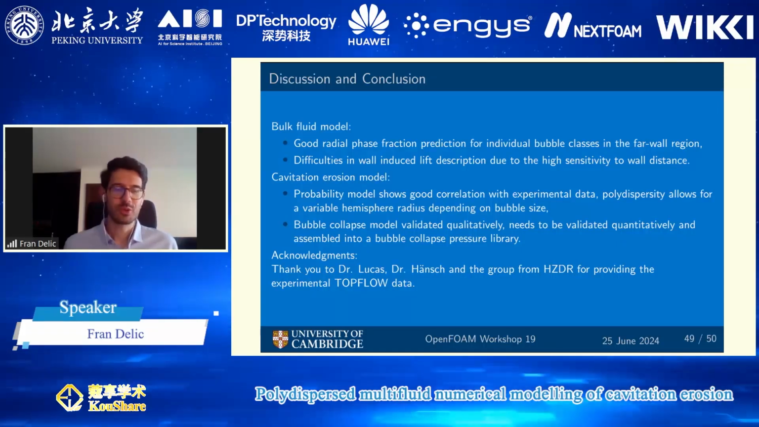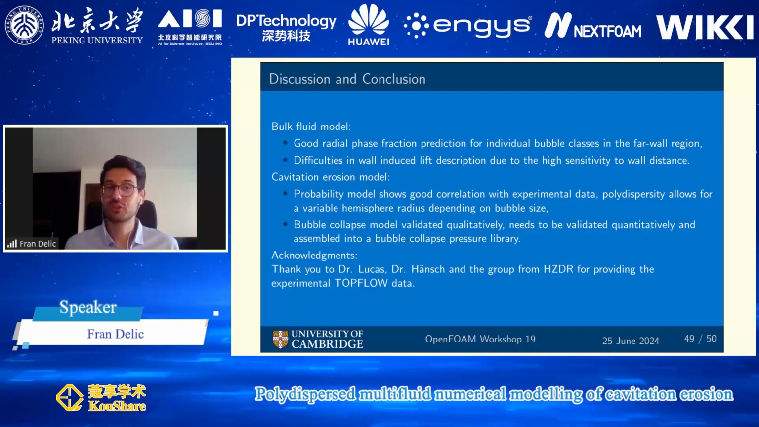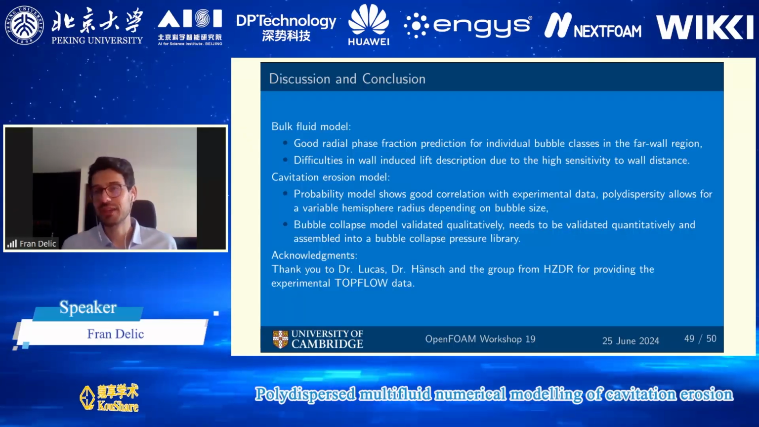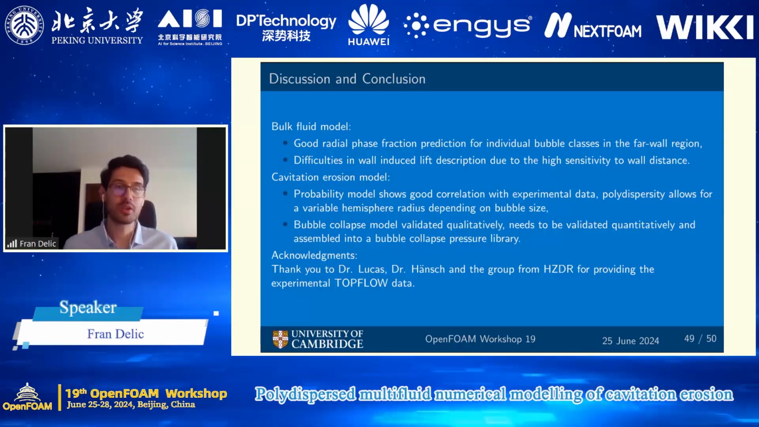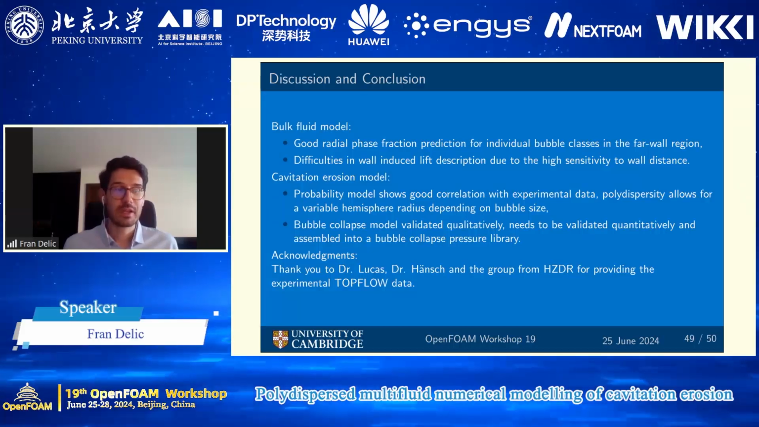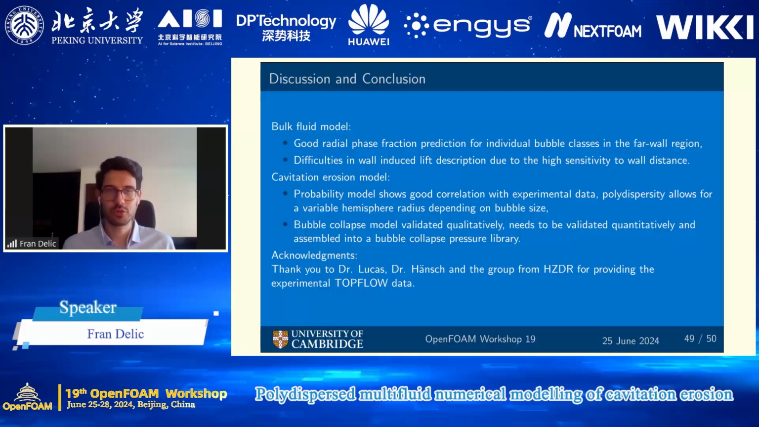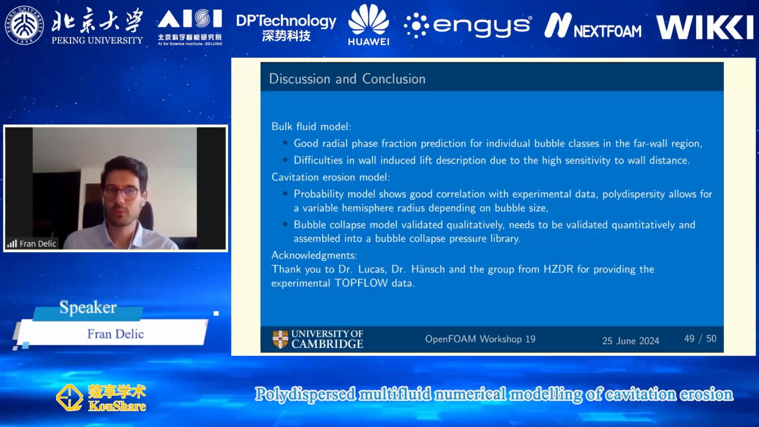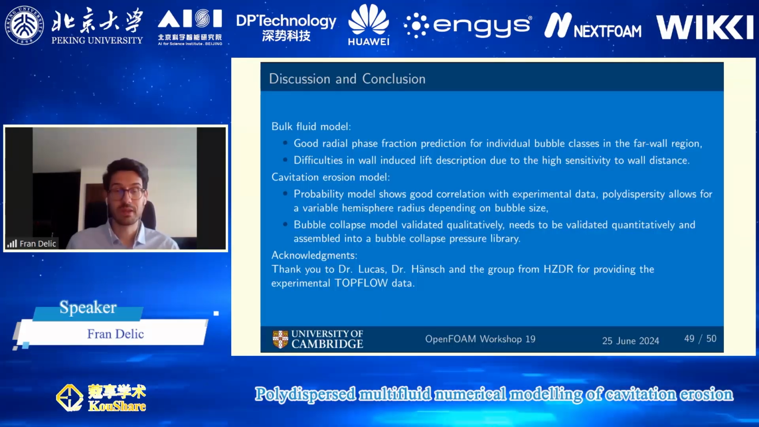Great. So let's give some conclusions. The first conclusion is that the bulk fluid model works well for all individual bubble classes as long as they're far away from the wall. The main difficulty with modeling wall-induced lift is the leading term. It is very sensitive to where exactly the bubble is, so you'll get an order of magnitude difference if the bubble is 1.95 or 1.15 dimensionless distance away from the wall.